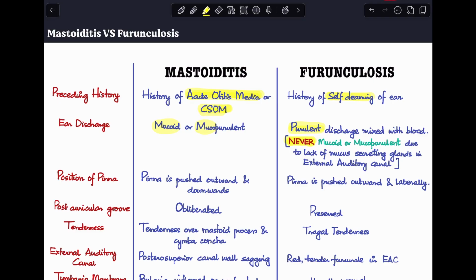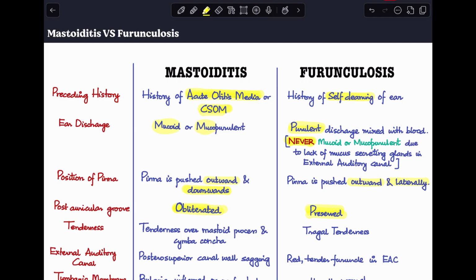Next, coming to the position of pinna. In mastoiditis, the pinna is pushed outwards and downwards. Whereas in furunculosis, pinna is pushed outwards and laterally. Next, the post-auricular groove, this is a very important difference. The post-auricular groove gets obliterated in mastoiditis and this is preserved in case of furunculosis. Sometimes it can even get accentuated in furunculosis.